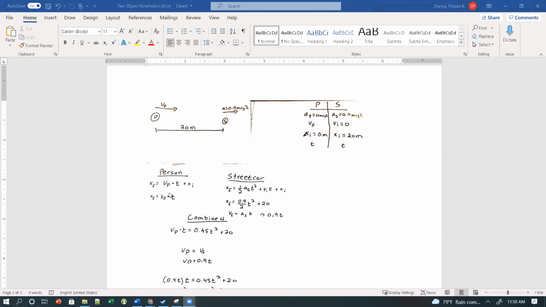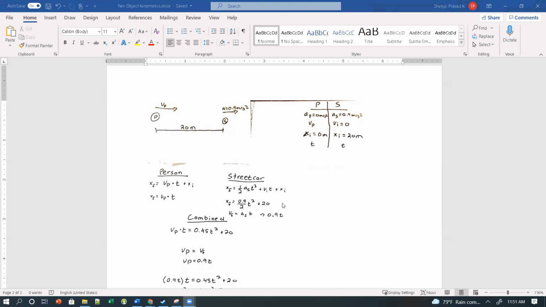We know that the final position of the streetcar has to take into account acceleration. So we can use the final displacement equals half a t squared plus initial velocity times time plus the initial displacement. We know that the acceleration is 0.9. We know that the initial velocity is 0. And we know that the initial position is 20 based off our diagram. So we can write 0.9 over 2 times t squared plus 20, because we know the initial velocity is 0, so that'll cancel out. So we're left with this equation right here.